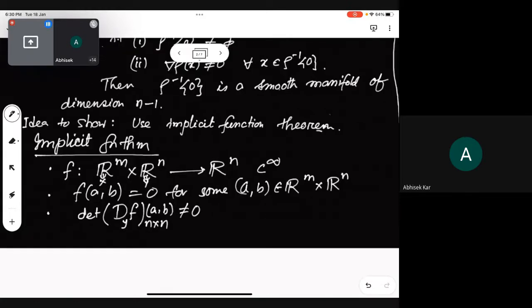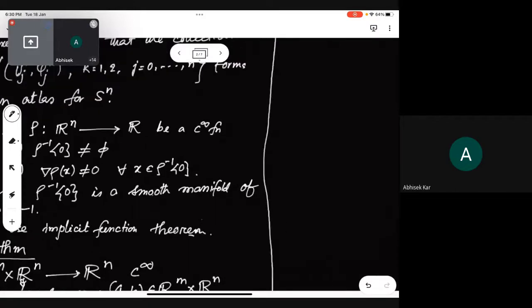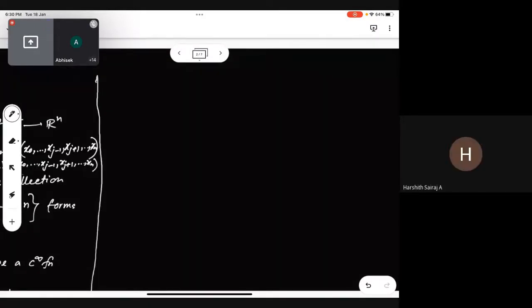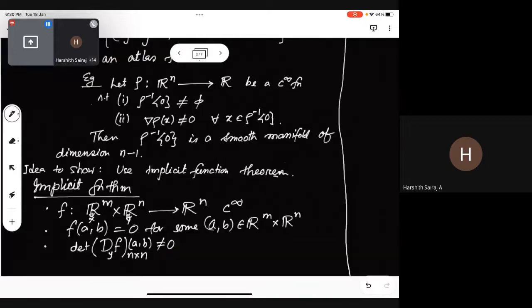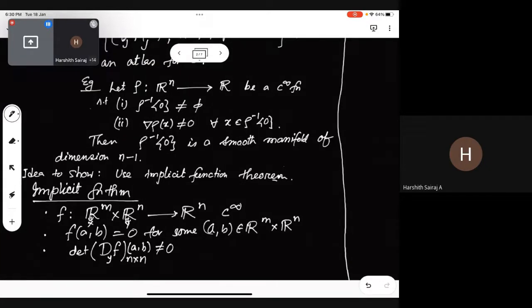So next, what would be the conclusion? Sir, why did you write dy? Oh, because I have taken coordinates from Rm as x and coordinates from Rn as y. So y is y1, y2, up to yn. So it is a short way to write this: the part of the derivative with respect to y. All right? Yes, sir.